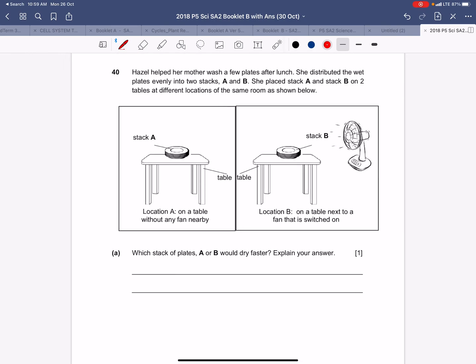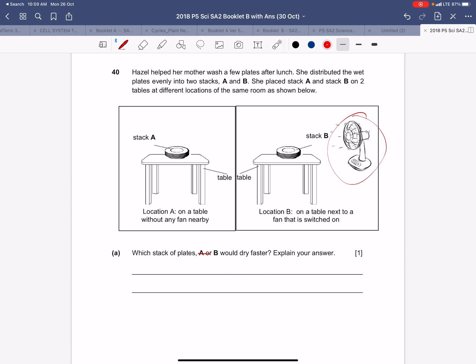Hazel helped her mother wash a few plates after lunch. She distributed the wet plates evenly into 2 stacks A and B. She placed stacks A and B on 2 tables at different locations. Alright, which stack of plates, A or B, would dry faster? Explain your answer. So one has a fan, right? Okay. So this question is talking about factors affecting rate of evaporation.